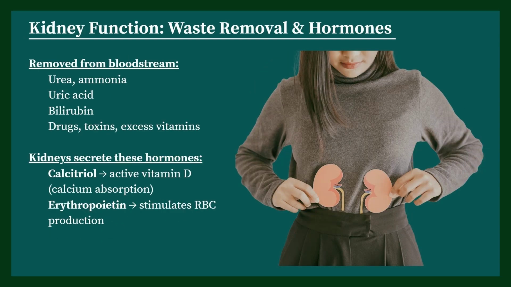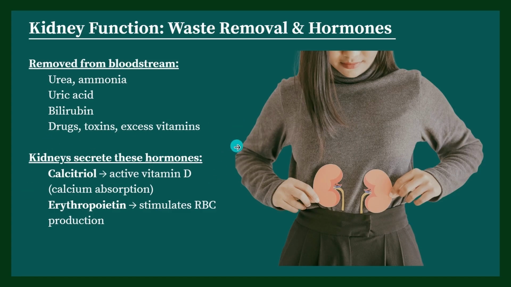And then finally, waste removal from the kidneys. It removes urea, ammonia, uric acid, bilirubin, which is a waste product of red blood cells, and also drugs and toxins. And when we have too many vitamins, the kidneys will filter those out so that it sends them on down the line and they aren't in our bodies anymore.